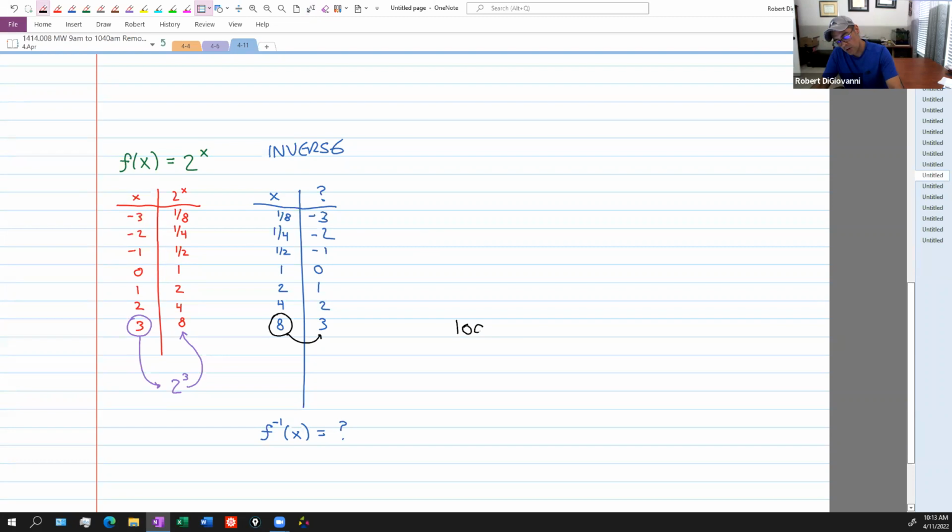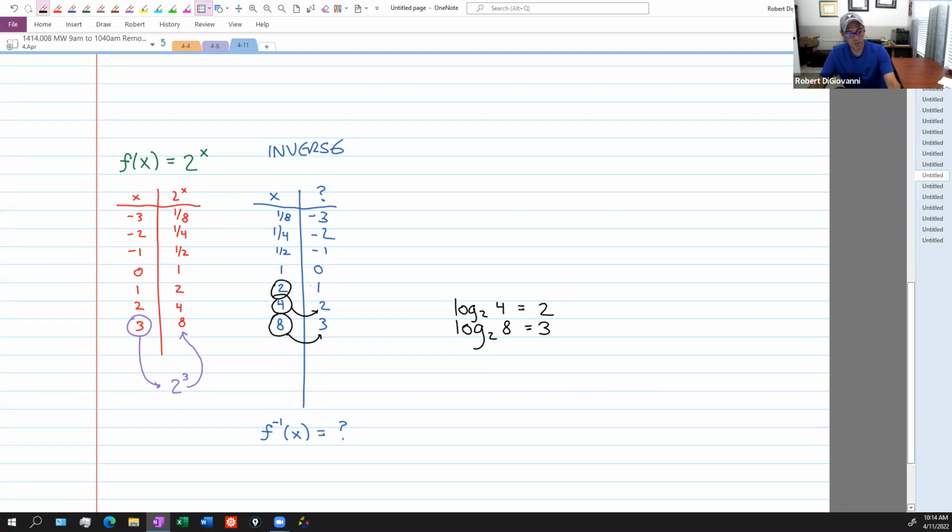I'm going to take log base 2. Now, the reason I'm using base 2 is because look at where it came from, 2 to the x, right? Log base 2 of 8 is what I'm going to do here. Because what does log base 2 of 8 mean? 2 to what power is 8? Well, what's your answer? 3, right? So that would send you back to 3, wouldn't it? What about this next one? I want to send 4 back to 2. Well, let's try log base 2 of 4. Well, 2 to what power is 4? 2, right? So that sends you back to 2.